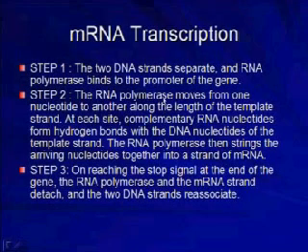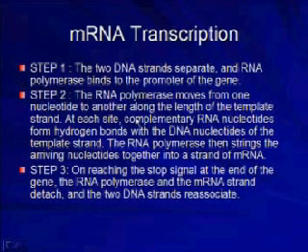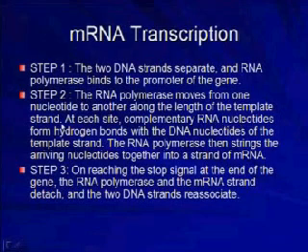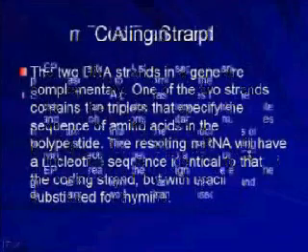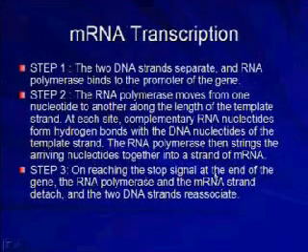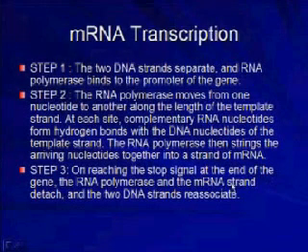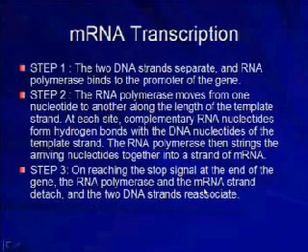So the RNA polymerase moves from one nucleotide to another along the length of the template strand. At each site, complementary RNA nucleotides form hydrogen bonds with the DNA nucleotides of the template strand. The RNA polymerase then strings the arriving nucleotides together in a strand of messenger RNA. Step 3, on reaching the stop signal at the end, the stop signal basically will tell this process to end. The RNA polymerase and the messenger RNA strand will detach and two DNA strands will reassociate.